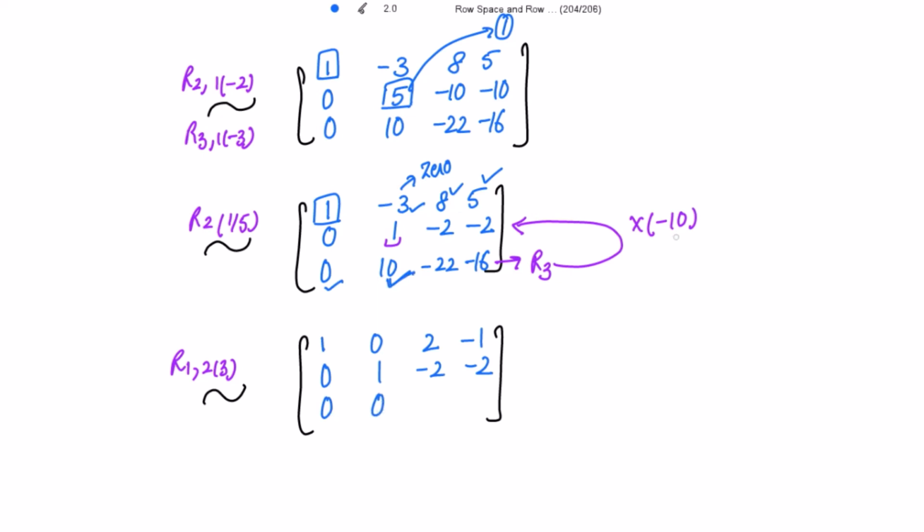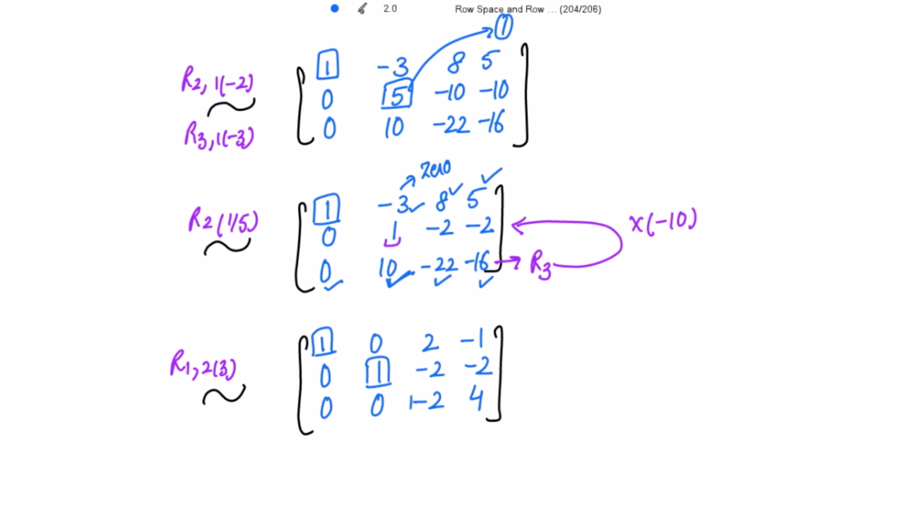Minus 2 multiplied with minus 10 we get 20, adding this to minus 22 we get minus 2. Minus 2 multiplied with minus 10 we get 20, adding this to minus 16 we get 4. So we get this to be our leading element for the first row and this to be as a leading element for the second row.